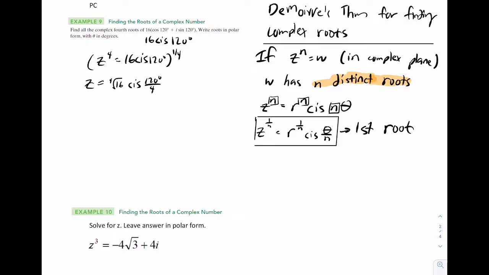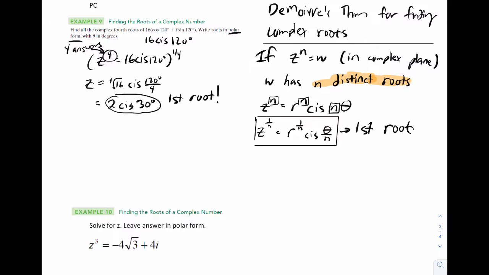Now, to apply this, the fourth root of 16 is 2, and this will be cis of 120 over 4, which is 30. Notice it says write roots in polar form, which means this is good. That is polar form, so I can circle that. This is the first root. However, it says there are n distinct roots, so if this is a 4, that means there are 4 answers. So clearly we're not done.